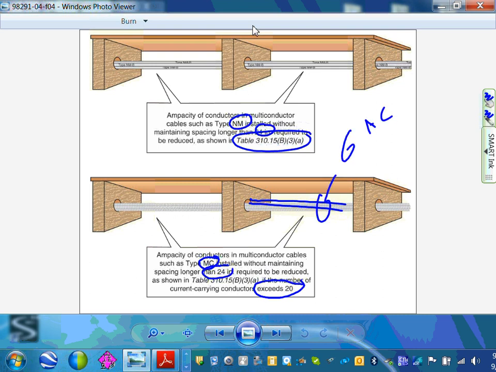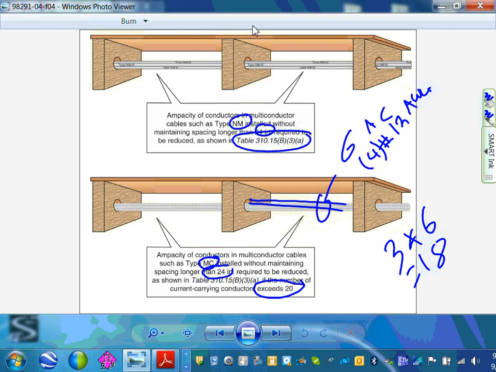This is an AC cable, 4 conductors, number 12 AWG, 3 phase. 6 of them grouped together like this, and I don't need to derate. Why? Because in each one, how many hots? This has 3. 3 times 6 gives you what? 18. Am I at 20 or less? Yep, you're good.